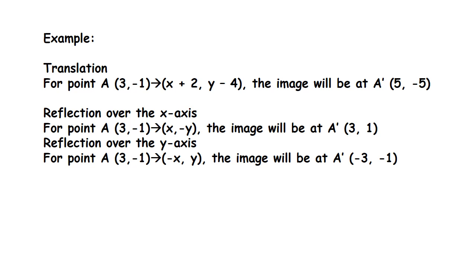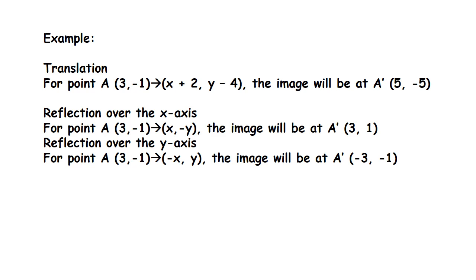Here are some math examples. So let's say we have point A, which is 3, -1. And we want to add 2 to the x and take away 4 from the y. The image will now be at A prime, 5, -5.